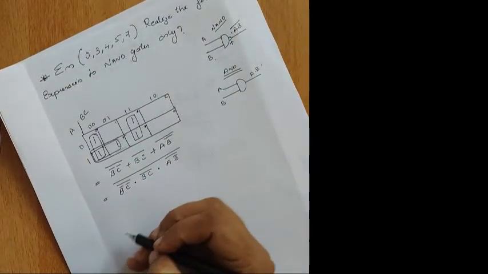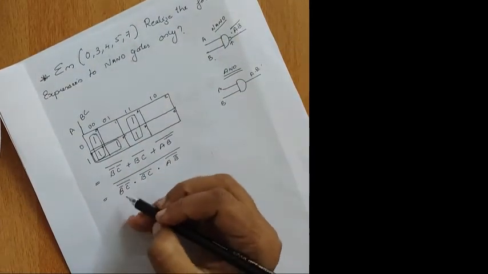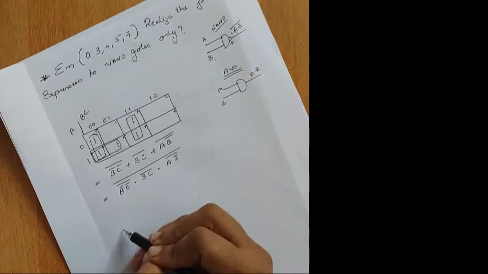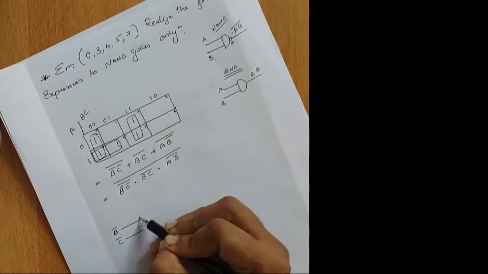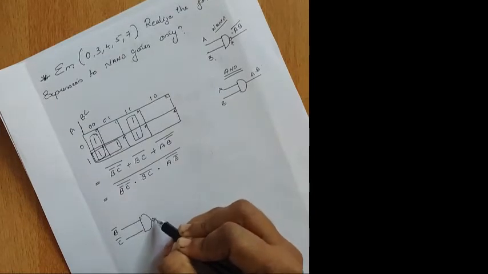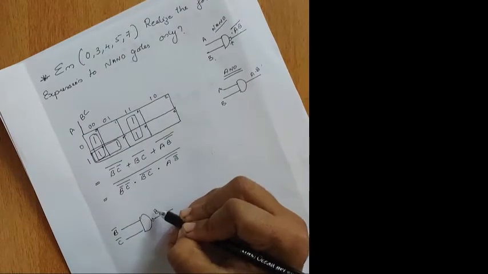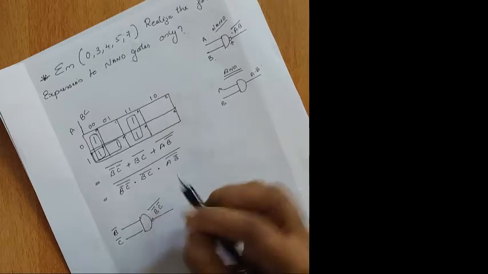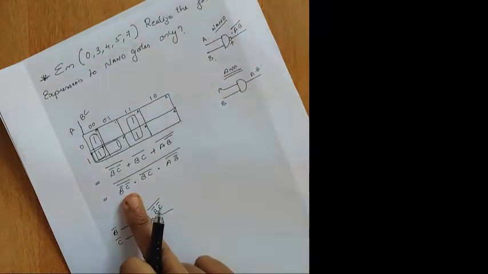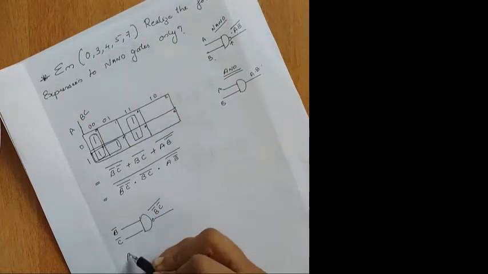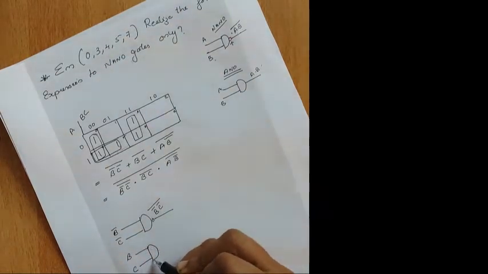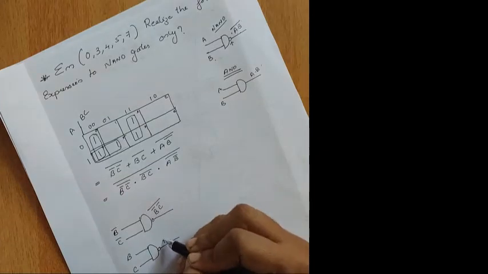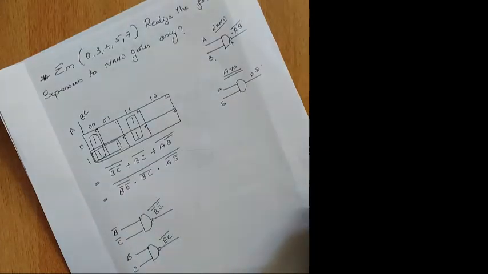Hope you got this. Now I'm going to draw. I got B bar C bar, so directly I can write it as B bar C bar and give it to a NAND gate. Then only I will get B bar C bar the whole bar. First expression is there. Second, I'm getting B C, so I'm giving it directly to a NAND gate. I will get B C the whole bar.